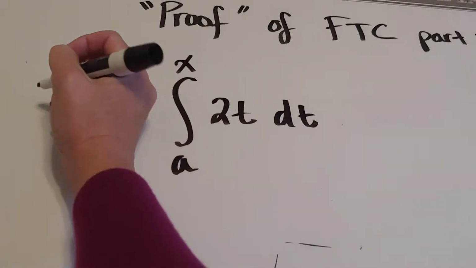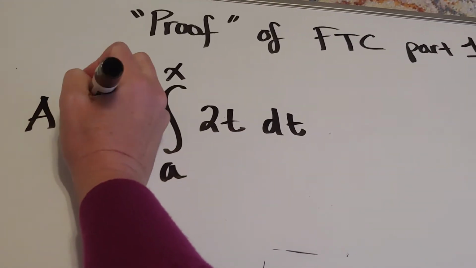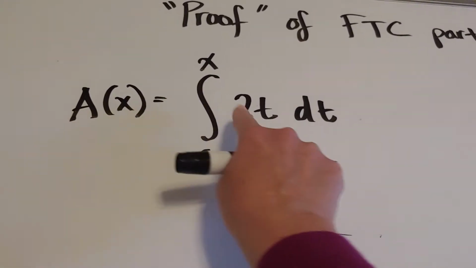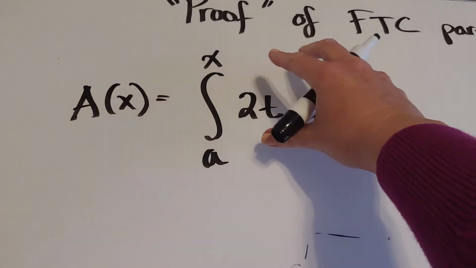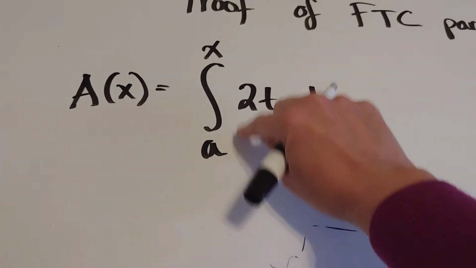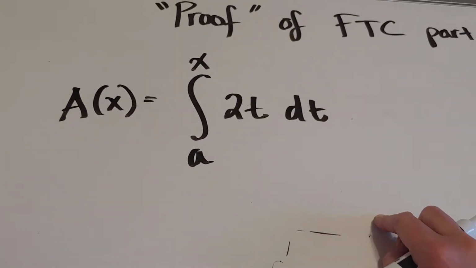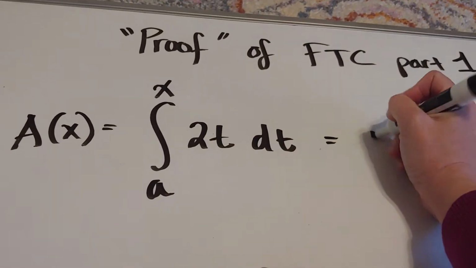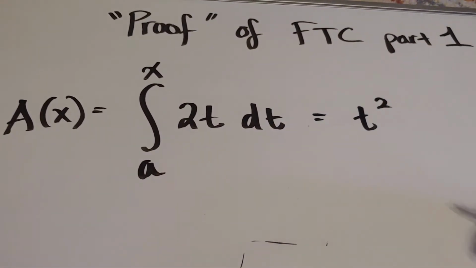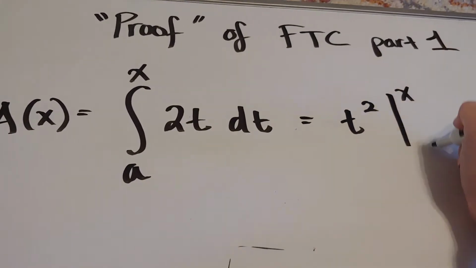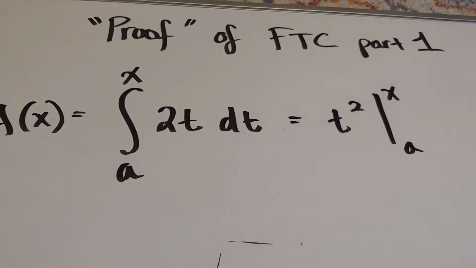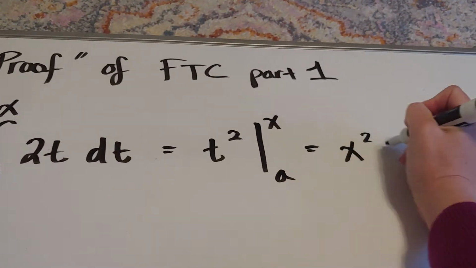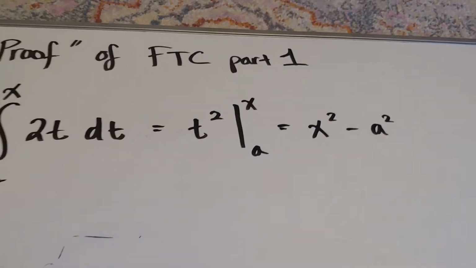Okay. However, definite integrals are areas. So let's say that this equals an area function, because this is going to give me the area of this between a and x. All right. Let's go ahead and integrate it. What's the integral of 2t? t squared. All right, cool. And we're going to plug in x, and we're going to plug in a. Cool. So what I'm going to get is x squared minus a squared.